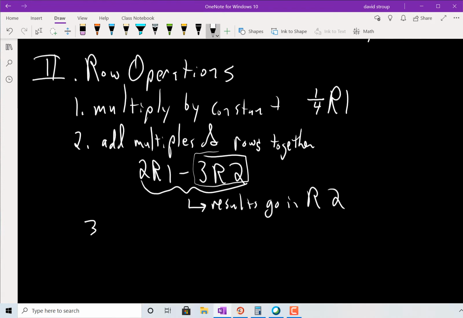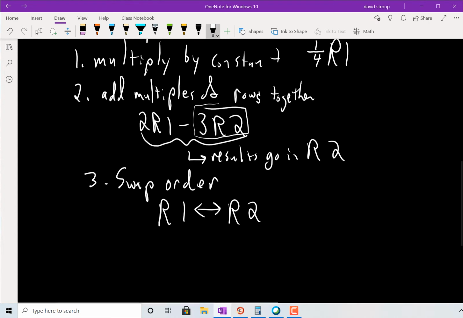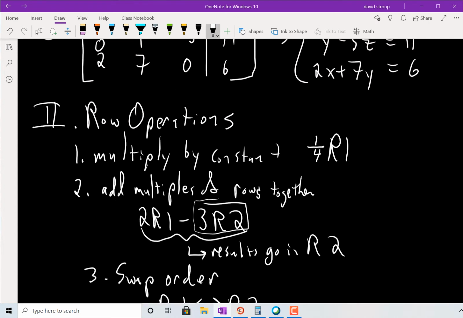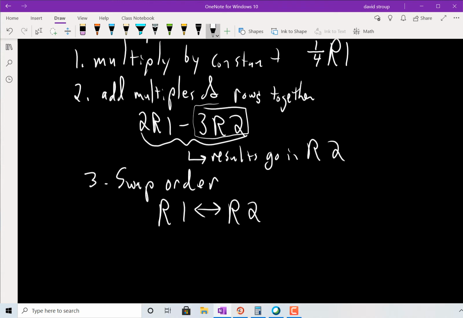The third kind of operation is not something we usually do. It's just swapping equations, so swap the order. You'll see why we would want to do that later. And the notation for that would be something like R1 swap R2. So let's just look at how we do these row operations.